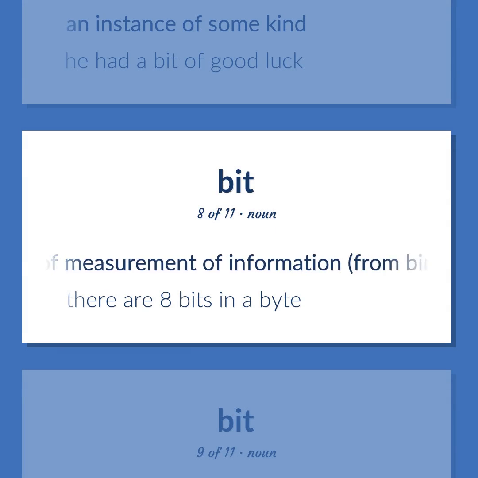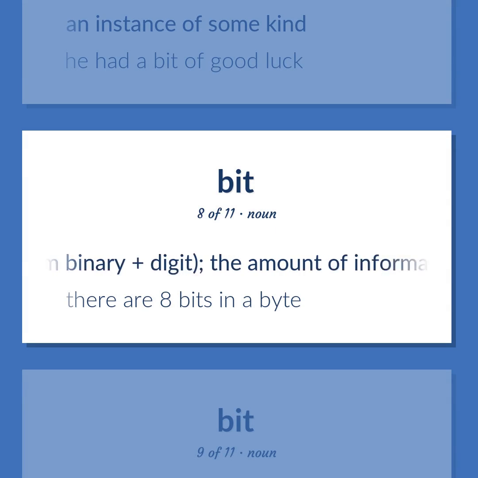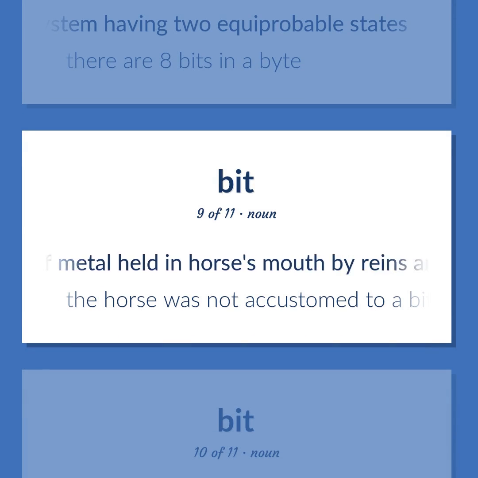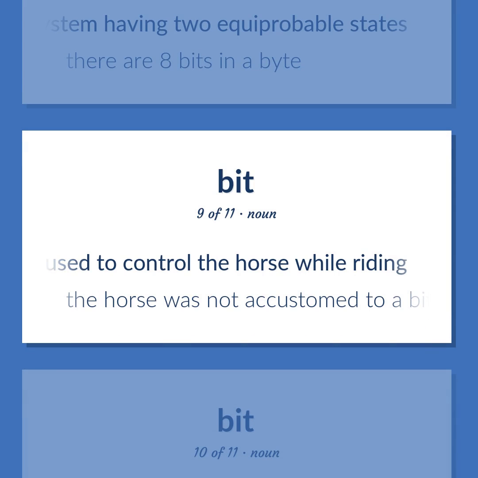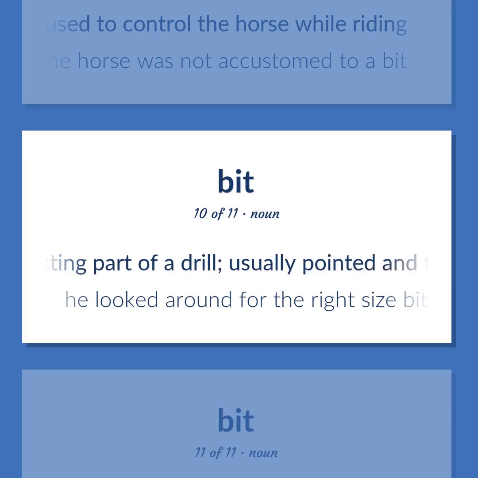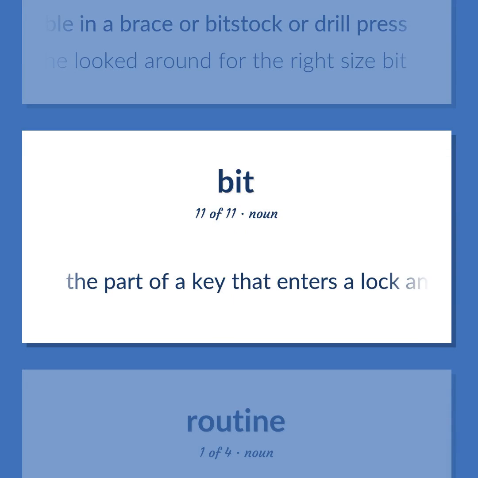A unit of measurement of information, from binary plus digit. The amount of information in a system having two equiprobable states. There are 8 bits in a byte. Piece of metal held in horse's mouth by reins and used to control the horse while riding. The horse was not accustomed to a bit. The cutting part of a drill, usually pointed and threaded and is replaceable in a brace or bitstock or drill press. He looked around for the right size bit. The part of a key that enters a lock and lifts the tumblers.